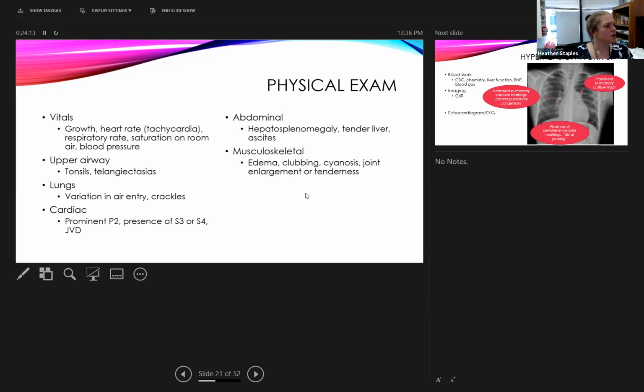Some of these kids will have some tachycardia. Some may develop telangiectasia. Sorry guys, it's Monday. On cardiac exam, one of the big things that you may hear is a prominent P2. They may develop JVD. Some of them develop hepatosplenomegaly, clubbing, cyanosis. All of those things can be seen obviously with other diagnoses, but also with pulmonary hypertension.